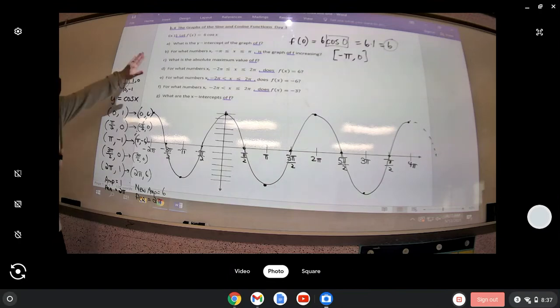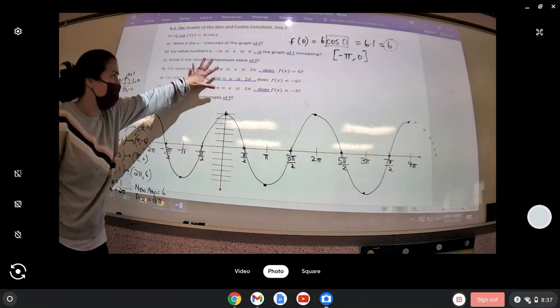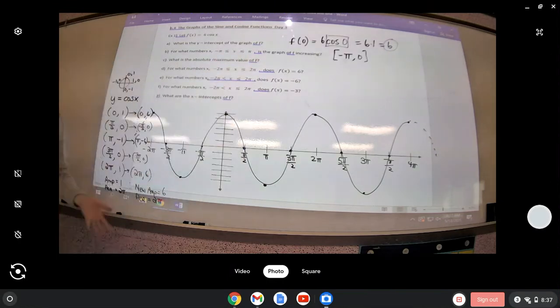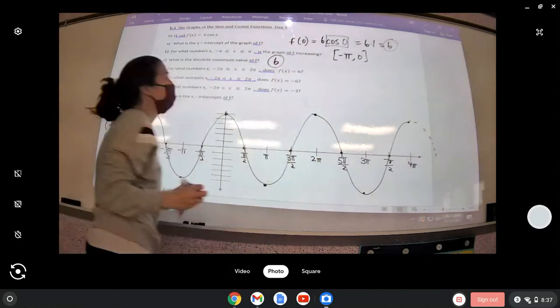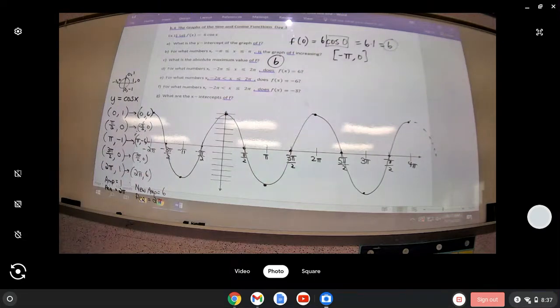All right. What is the absolute maximum value of f? Guys, look at this graph. What is the highest value this function is ever going to reach? 6. Right? Because we know it's going to repeat. It's not like there's a section of it where it's going to get bigger. It's going to do this for the rest of its life.